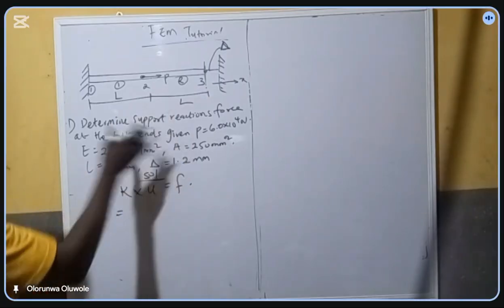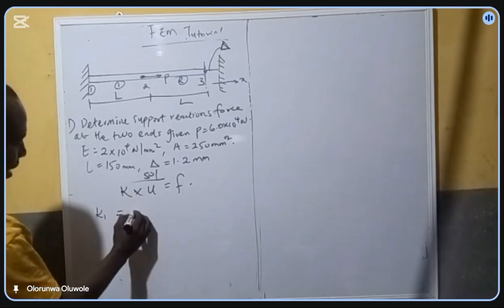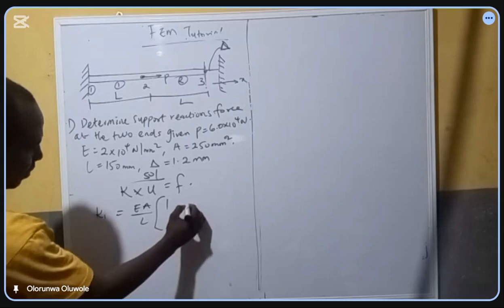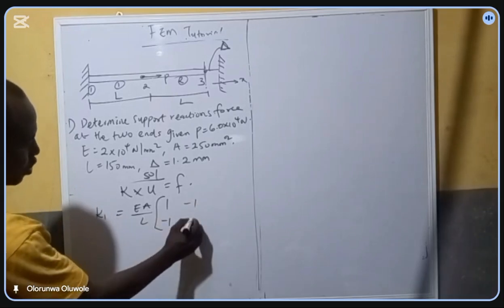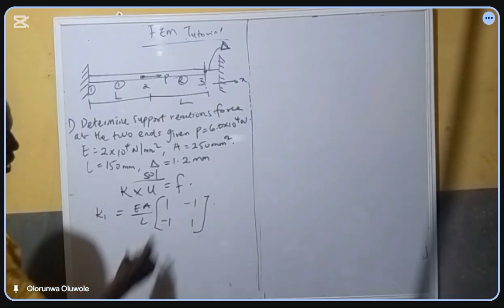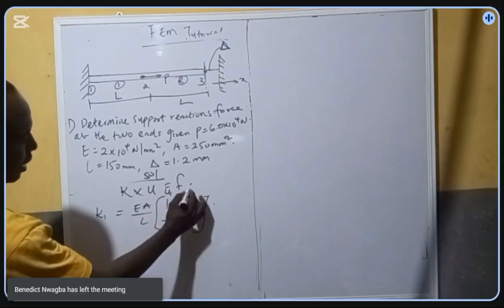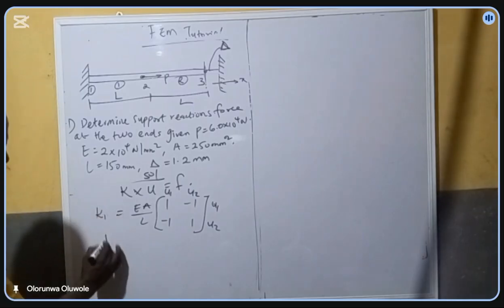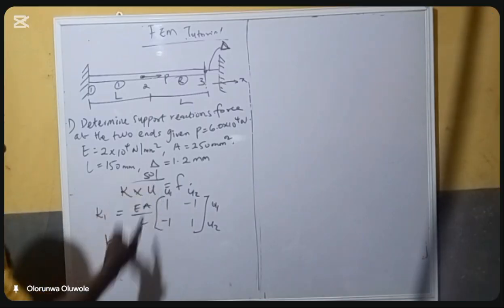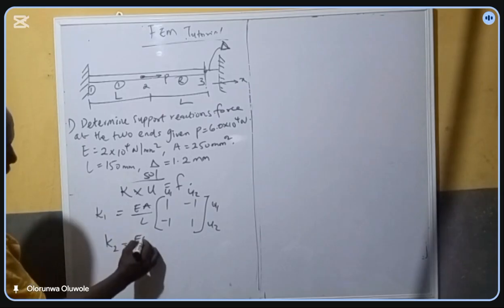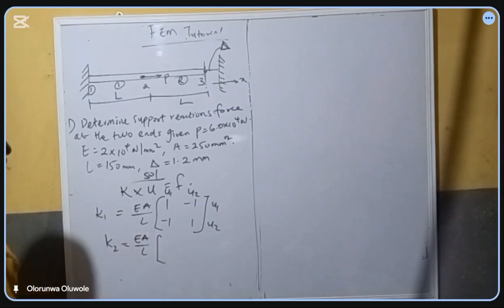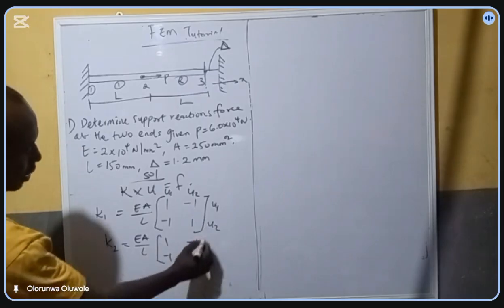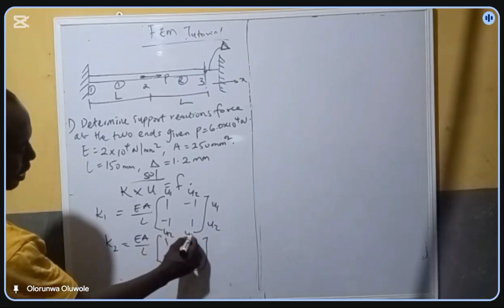Remember that the formula for a bar is given as EA over L times the matrix [1, -1; -1, 1]. You have here your U1, your U2. If you go to K2, also using the formula EA over L, the matrix [1, -1; -1, 1], this one is U2, U3.